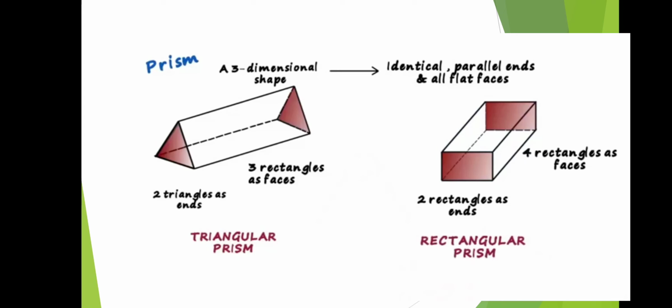So if you noticed, prisms are defined by their ends. Triangles as its ends, triangular prism. Rectangles at its ends, rectangular prism. Look at the rectangular prism. Does this shape remind you of another three-dimensional shape? Yes, a rectangular prism is also a cuboid.